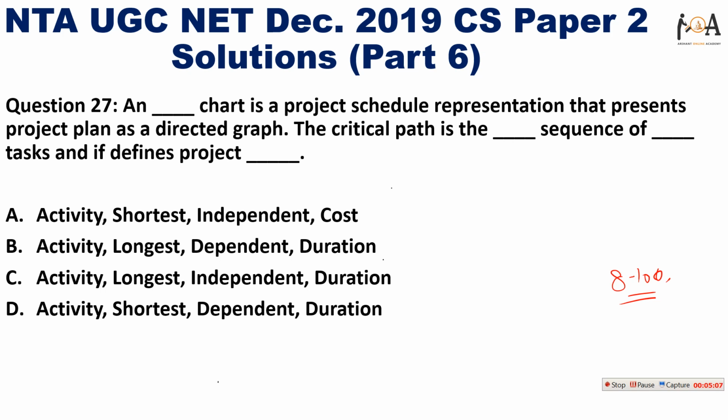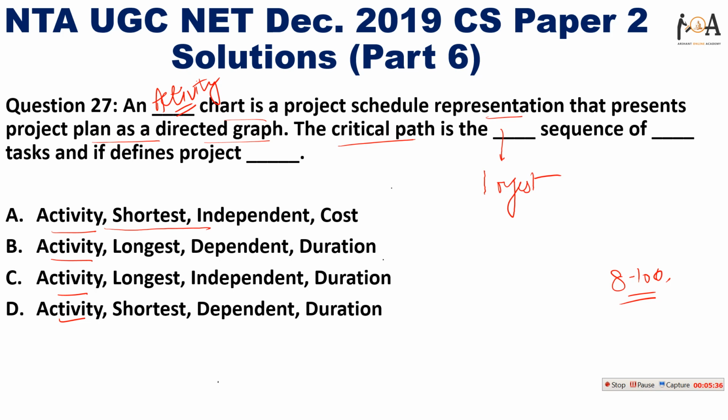The next question is: an blank chart is their chart. The first option is activity for all, so no need to worry about this one. So we get clarity here that we are talking about an activity chart. An activity chart is a project schedule representation that presents the project plan as a directed graph. The critical path is the, so critical path is basically the longest. The critical path is the longest.